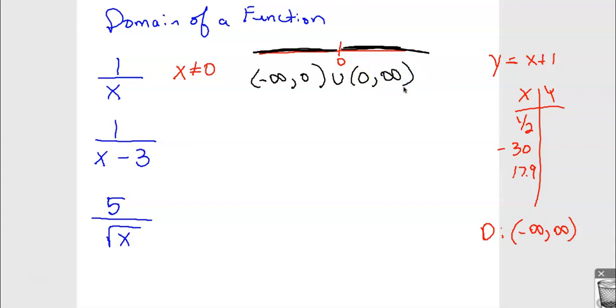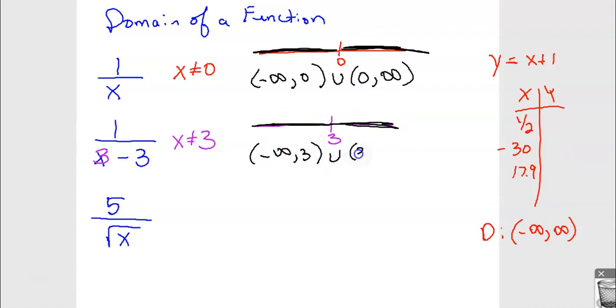Well, let's look at the next one. Here we have x minus 3 in the denominator. Again, you cannot have 0 in the denominator, which means x cannot be 3. So again, on the number line, think of this as 3. X can be all of the numbers over here and here, but it cannot be 3. So negative infinity to 3, and the union of 3 to infinity.